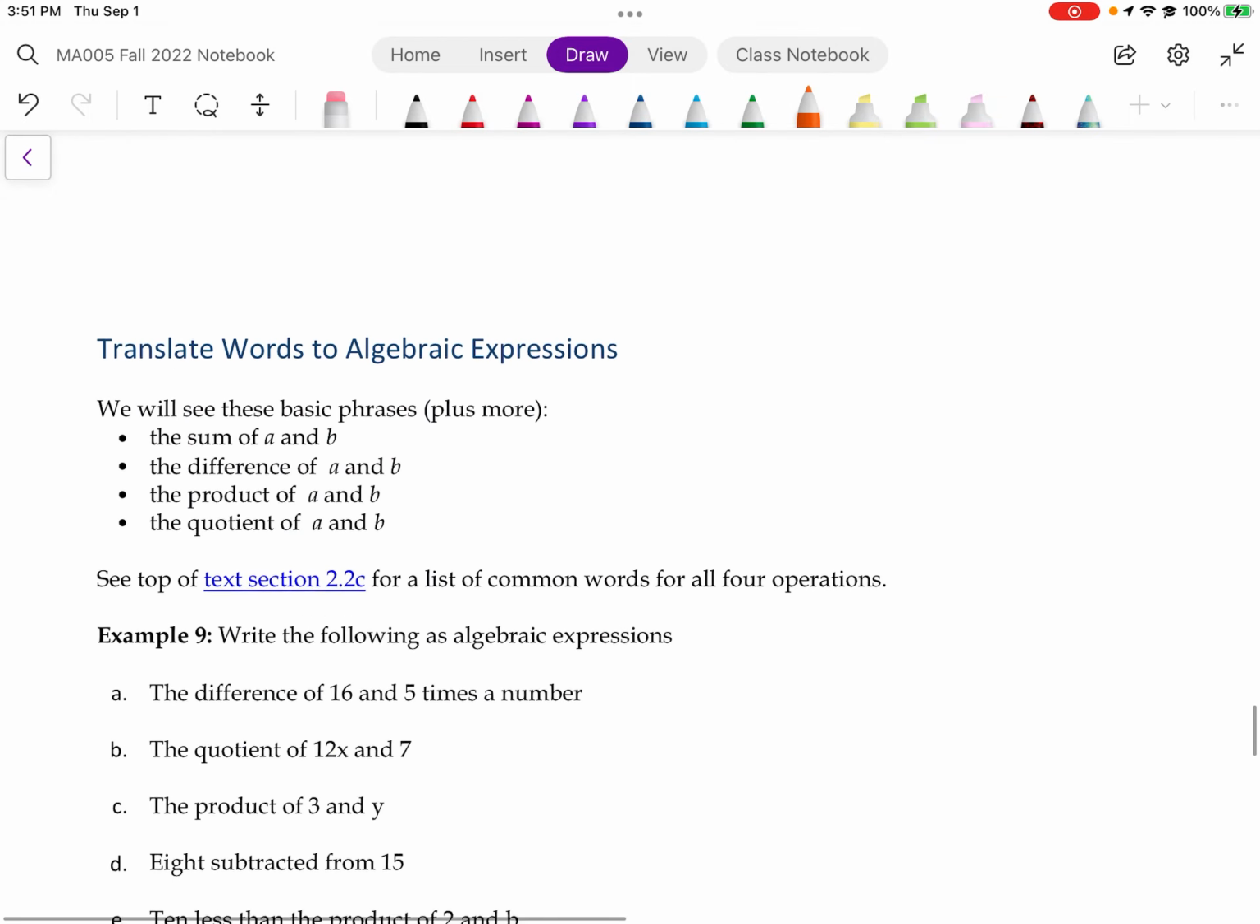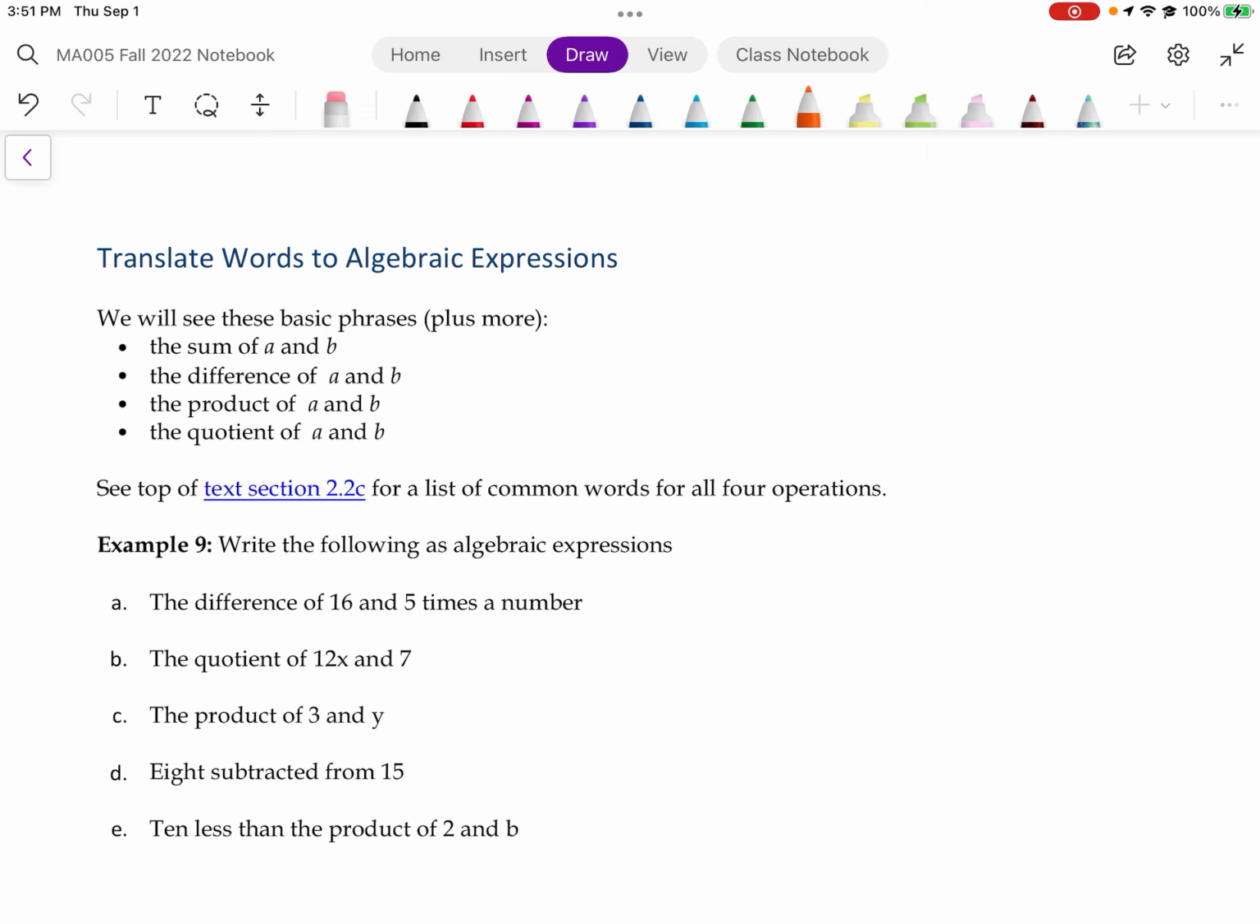Right, next one. Translate words to algebraic expressions. So we're going to see things like the sum of a and b. That means a plus b. The difference of a and b means a minus b. The product of a and b means a times b. And the quotient of a and b, I've run out of colors, is a divided by b, or you can write a over b.